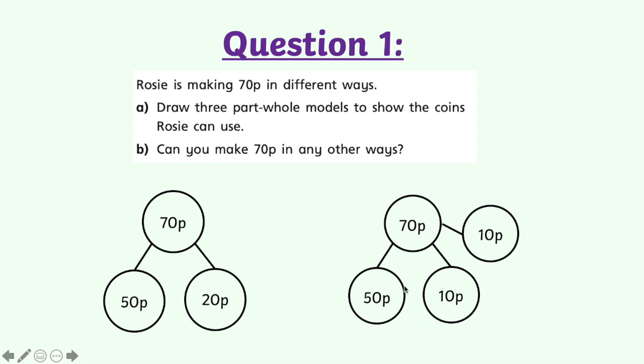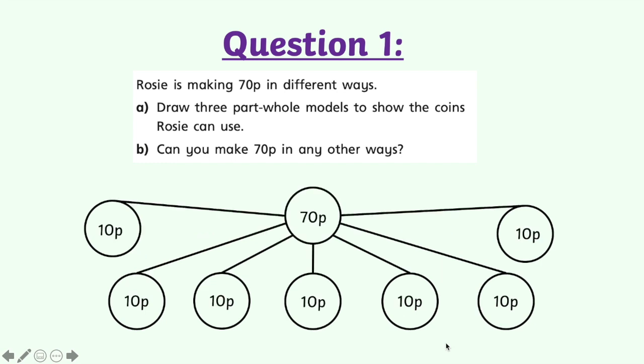Over here, I have drawn a part-whole model with more than 2 parts. I've drawn it with 3 parts. And you can see that it's very similar to this one. I've just split that 20p up into 2 10p's. So 70p is made up of 50p, 10p and 10p. And you don't have to limit your part-whole models to just 3 parts. Have a look at this one I've drawn. It looks a little bit crazy, but it still works. 70p is made up of 10, 20, 30, 40, 50, 60, 70. 7 10p coins.